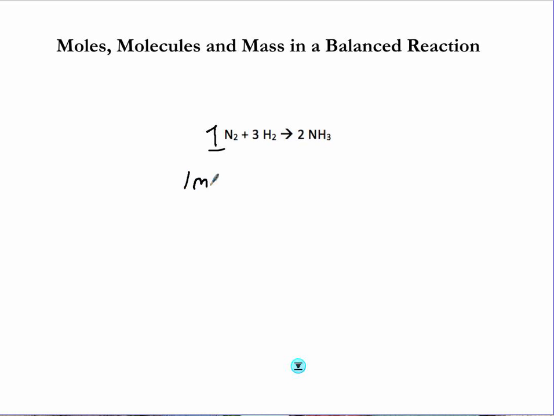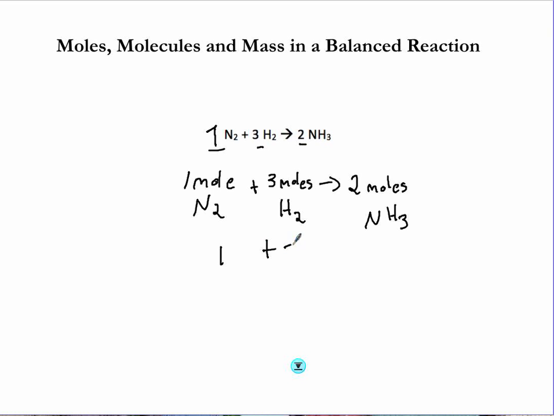So for example, if I say 1 mole of N2 reacts with a coefficient of 3, 3 moles of H2 to produce a coefficient of 2, right? 2 moles of NH3, you can see that this is an interesting example of where, mathematically, 1 plus 3 obviously does not equal 2, right, mathematically. However, that kind of relationship doesn't hold true when we are dealing with moles, right?